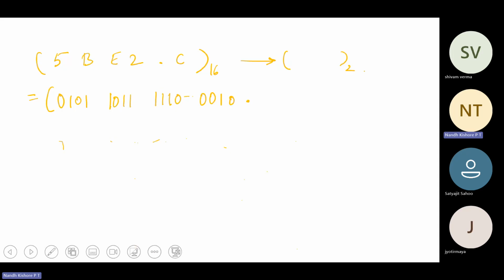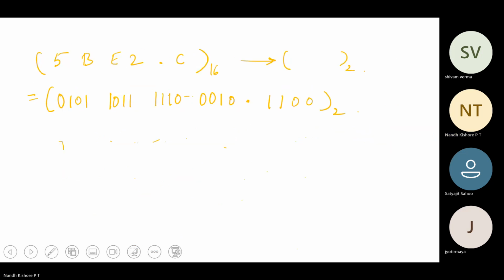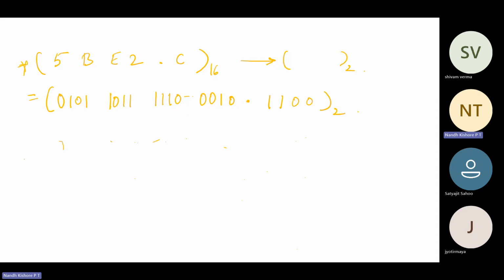And what is C? C is actually 12, right? So that would be 1100. Okay, we have written it in groups of 4, you get the answer. So you have converted from hexadecimal to binary directly. Now that you have the binary number, you group in terms of 3, you get the octal. Okay. So this was the next part.